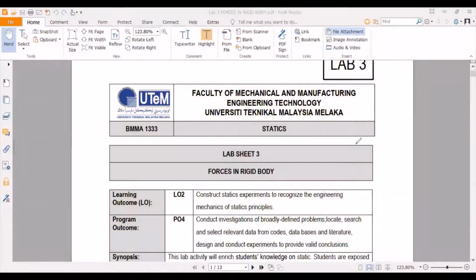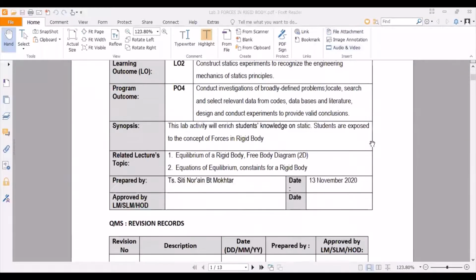Today, I would like to explain the theory of Lab 3 about force in rigid body. In Lab 3, we will cover learning outcome number 2 and program outcome PO number 4. This lab activity will enrich students' knowledge of statics. Students are exposed to the concept of force in rigid body.